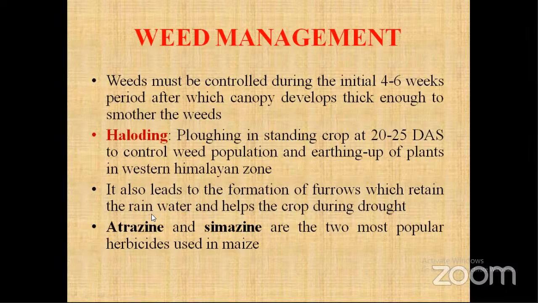We know atrazine and simazine, these two are the most popular herbicides used in maize. One more thing you should remember is, first atrazine is mostly used in maize, followed by simazine. And in dryland areas, atrazine is used because atrazine is around 6 times more water soluble compared to simazine. So in dry soils, very little moisture is present. If you go for application of simazine, it is less water soluble. That means it won't reach the plants, and it cannot show that much effect on weeds. That's why we should go for atrazine, which is more water soluble compared to simazine in dryland areas.